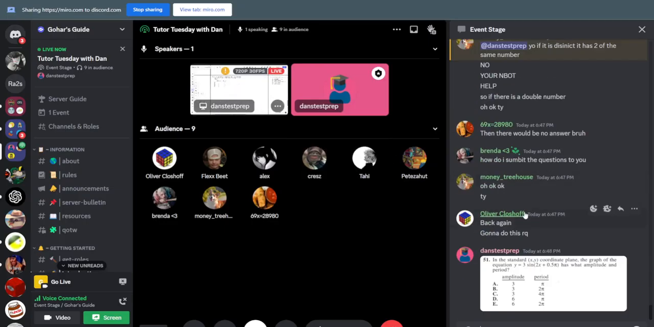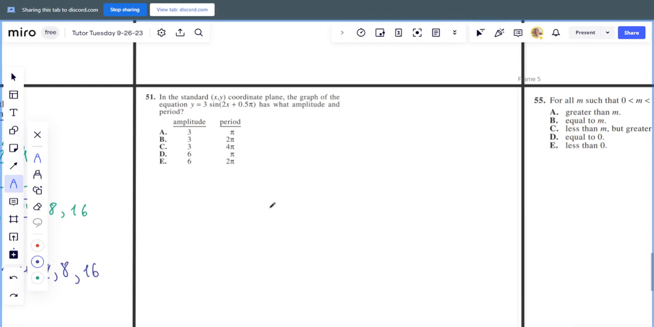Next one we got number 51. In the standard xy coordinate plane, the graph of the equation y equals 3 sine 2x plus 0.5 pi has what amplitude and period? Oh, you guys know this. It's just simple trig. Amplitude is going to be the number out in front here. Amplitude for sine is going to be how high it goes.